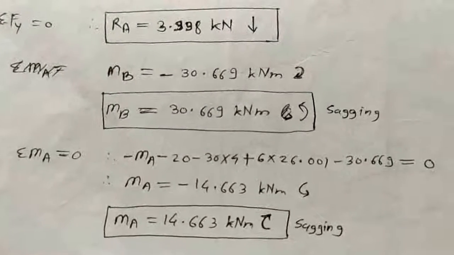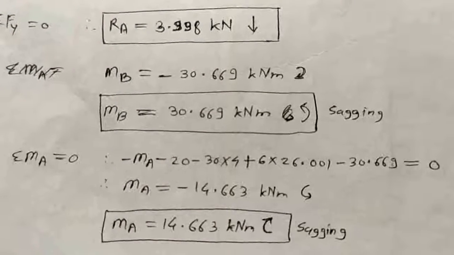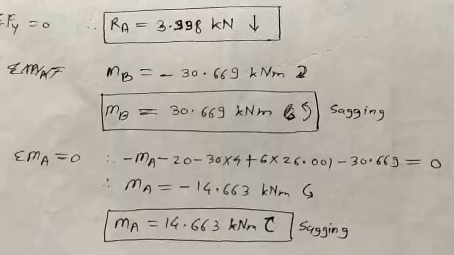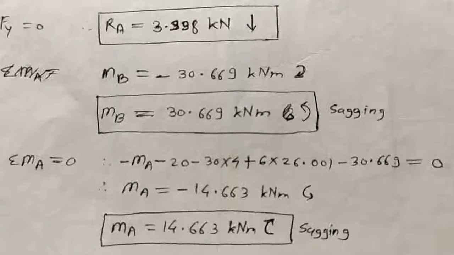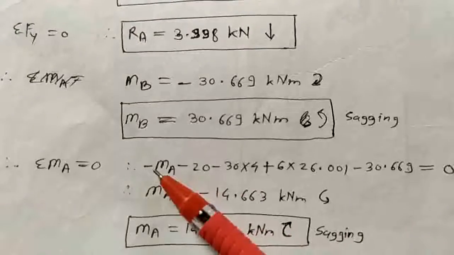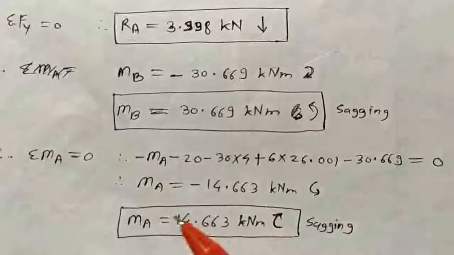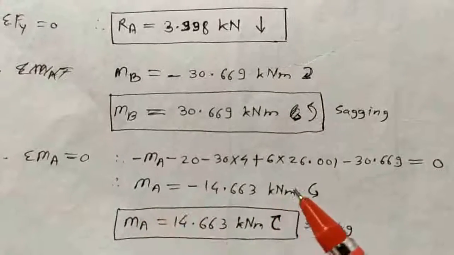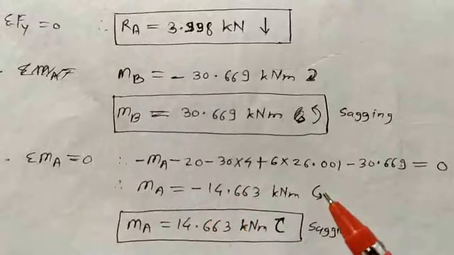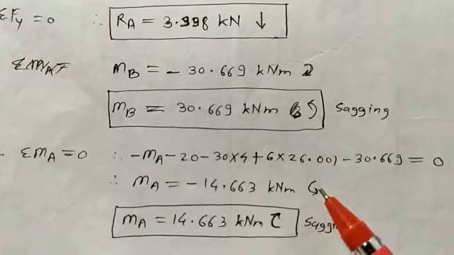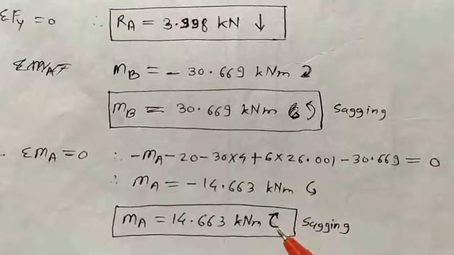Now apply the equilibrium equation, that is, take moment about point A. Here I have assumed MA as anti-clockwise, that's why I have taken it negative. Next, write the total equation. We are getting MA, and again MA we are getting as negative. So this was the assumed direction, that is anti-clockwise. Now write the answer positive. So this is the final direction.